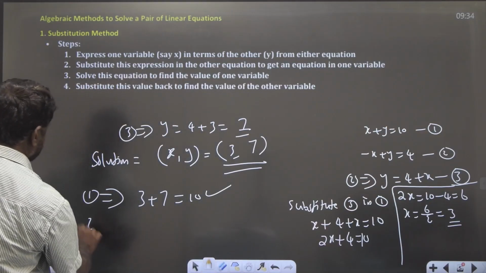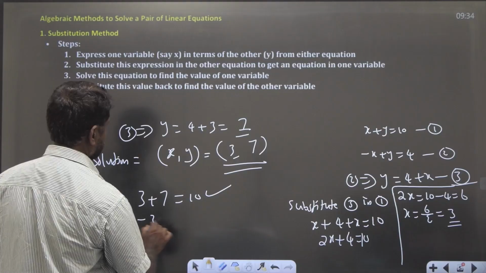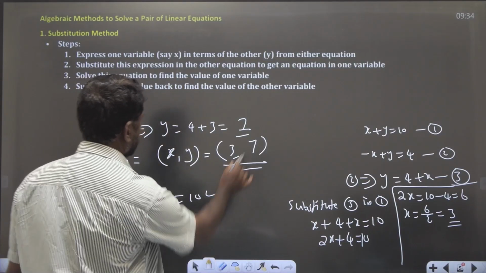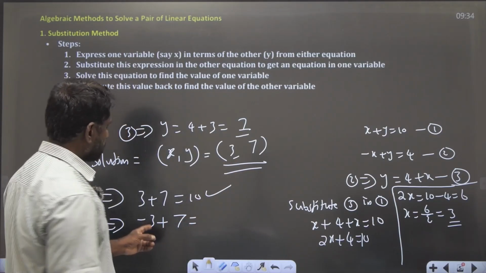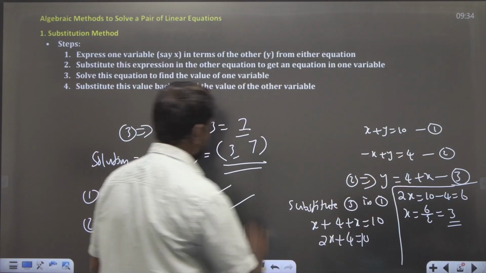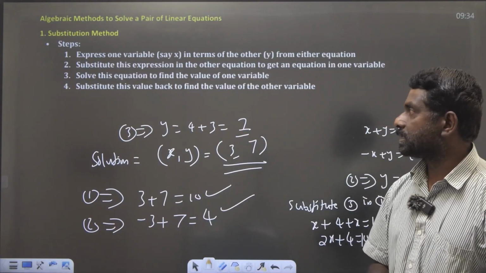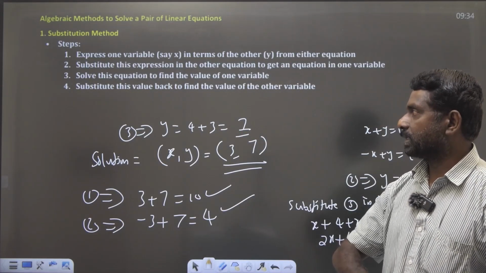Equation 2 becomes minus x plus y. What is minus x? Minus 3 plus y, that is 7. What is minus 3 plus 7? That is 4. Yes, it is correct. So it is verified. This is the substitution method.